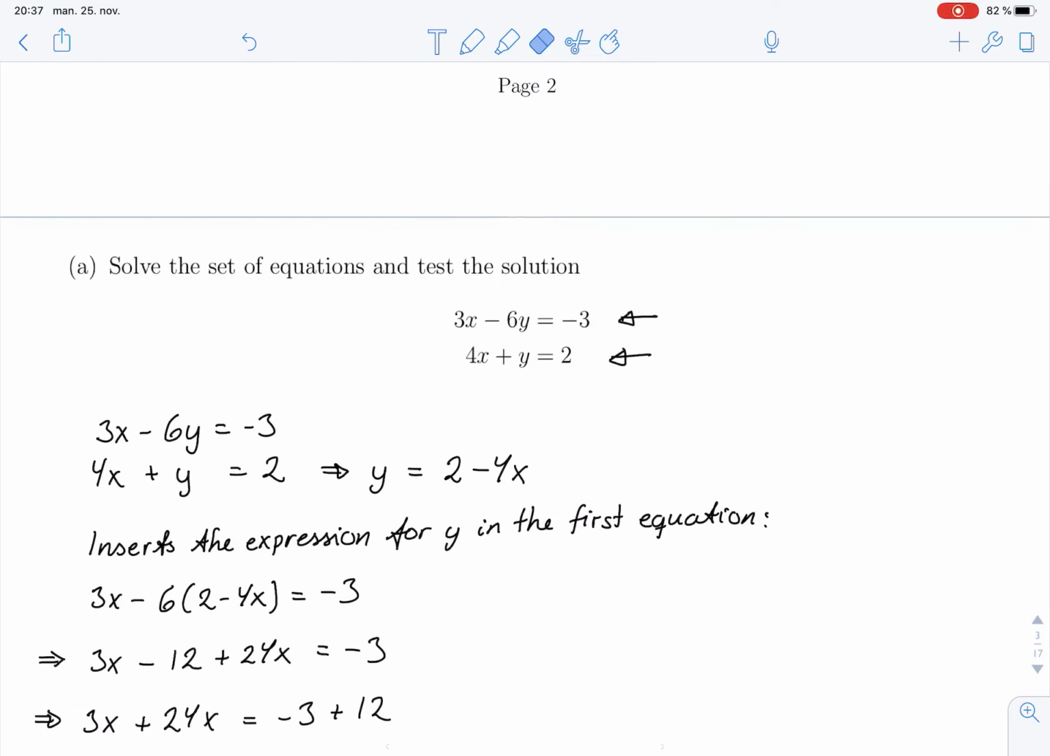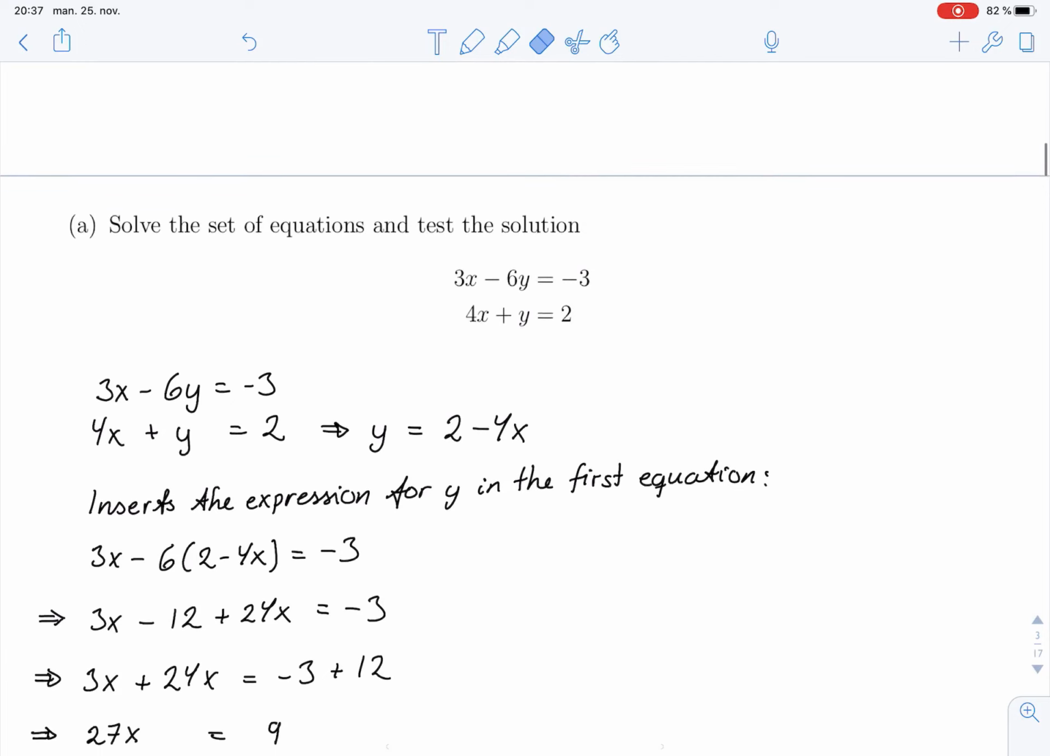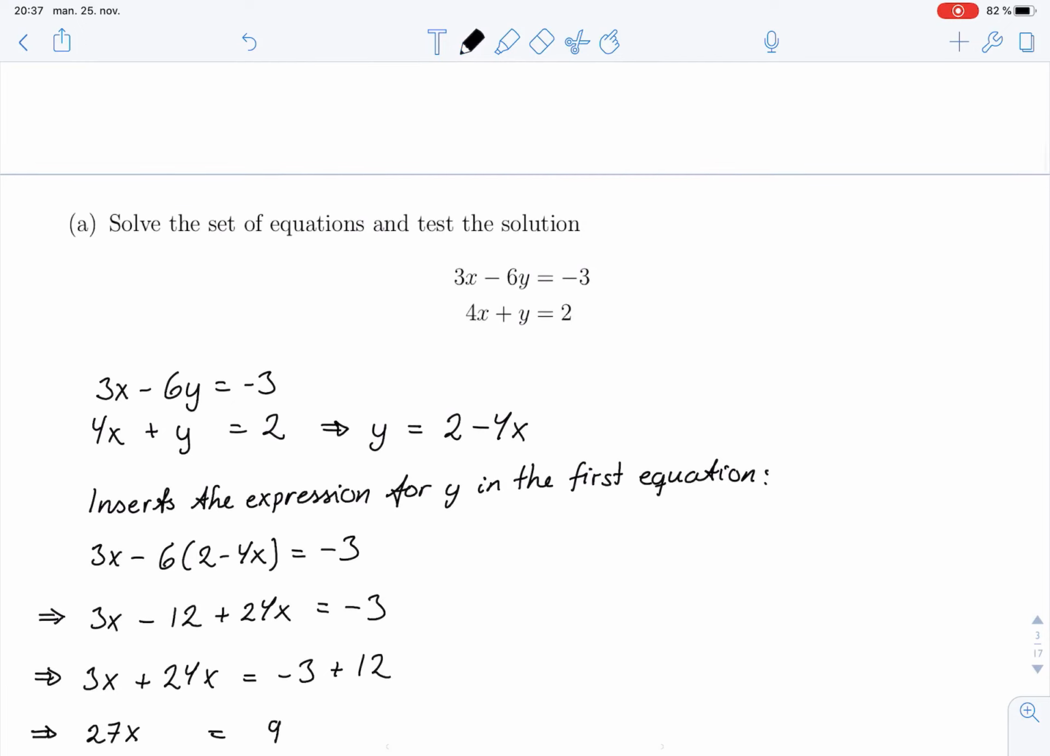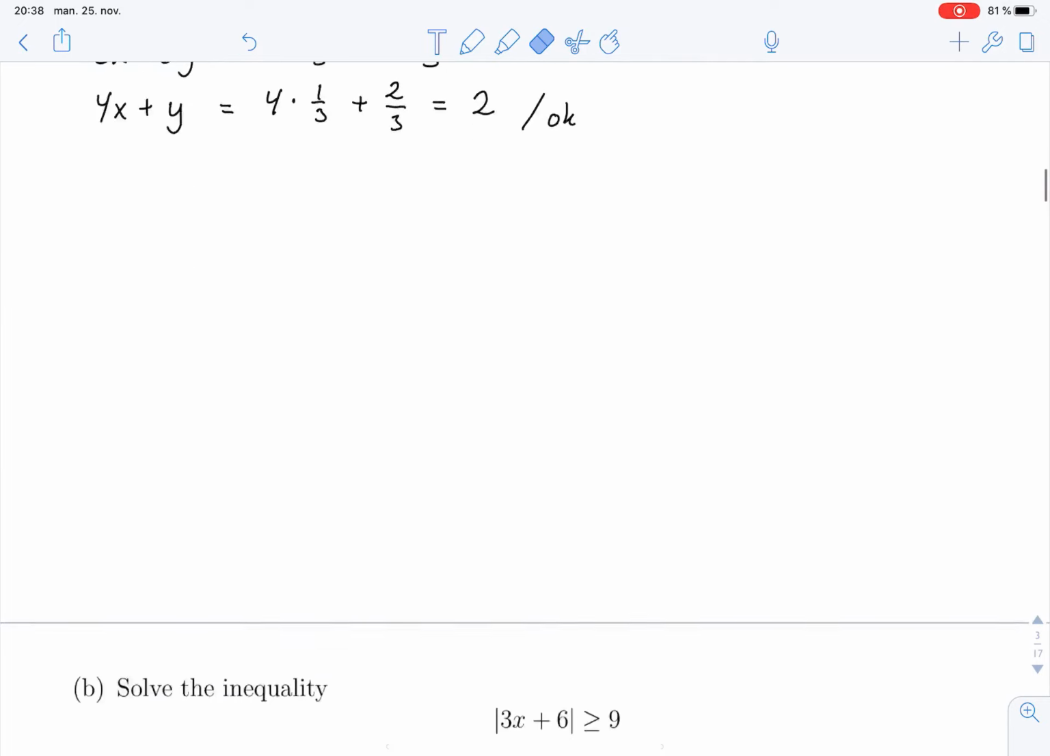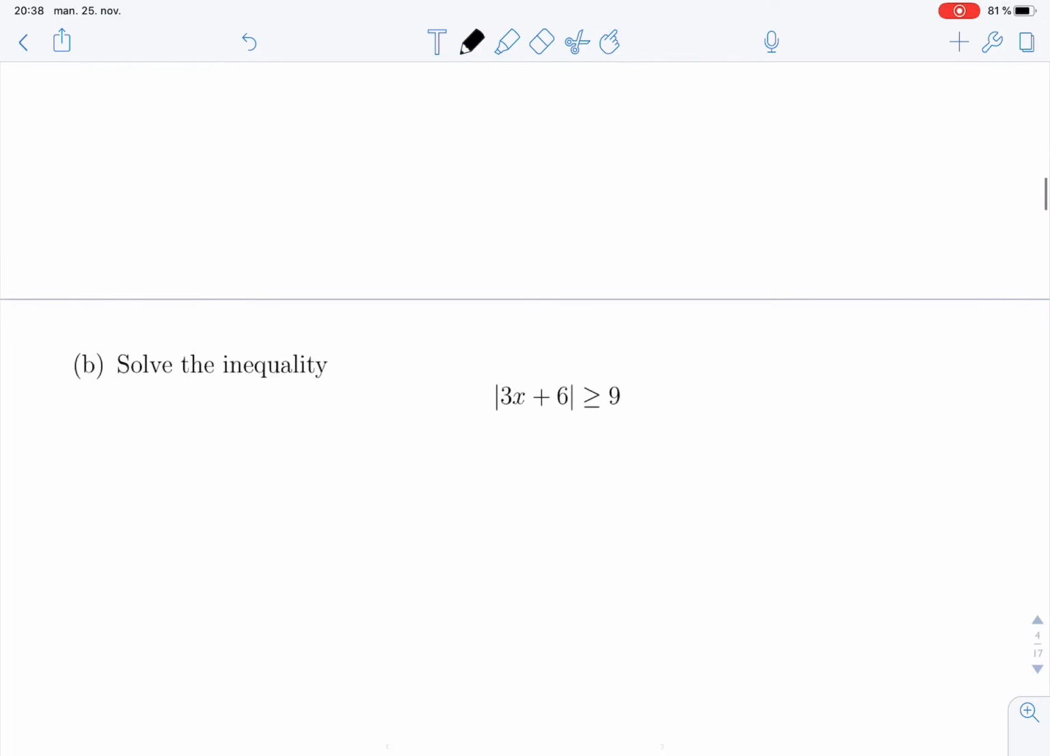So the good thing about checking or testing the results, as we're asked to do, is to see whether or not we're correct. When we insert x and y and we get the correct answers on the right hand side, we're okay.